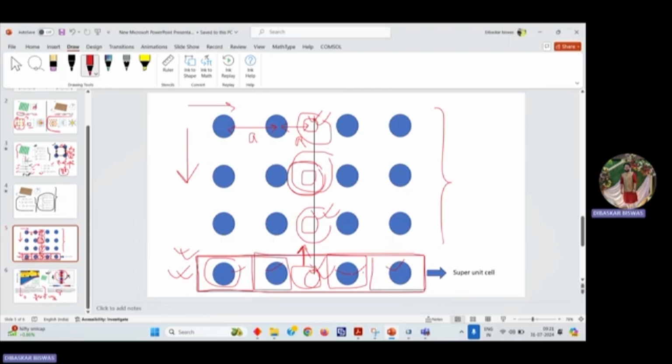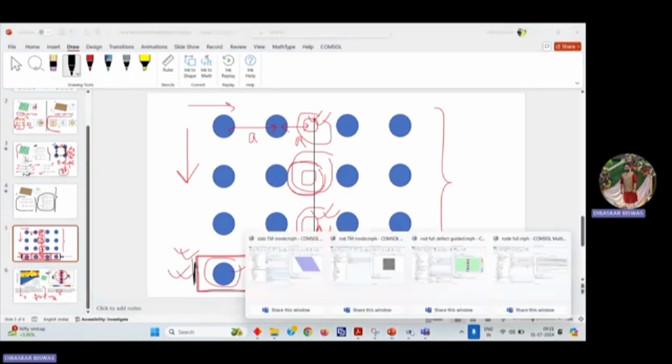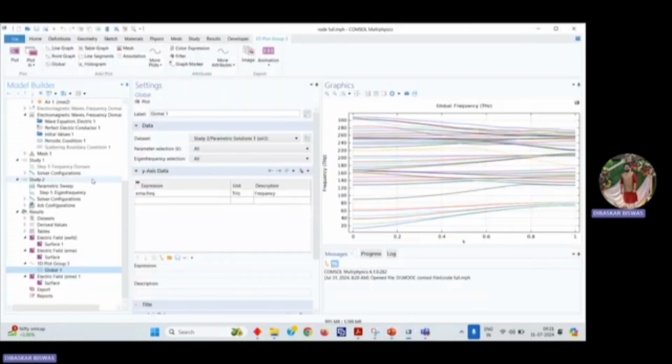See, this defect is periodic in the vertical direction. So on this face of the box and this face we shall apply the periodic boundary condition, and on the opposite faces, this face and this face, we shall apply the PEC boundary condition. I have already calculated it.